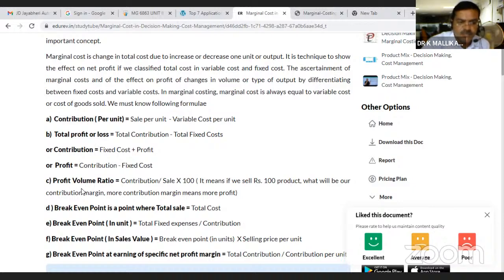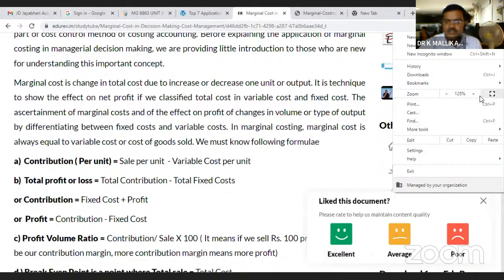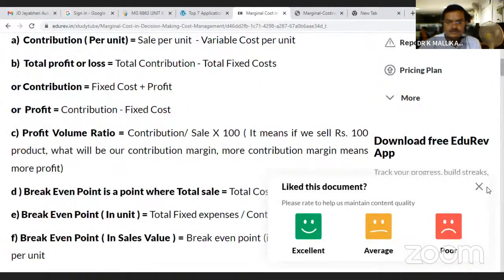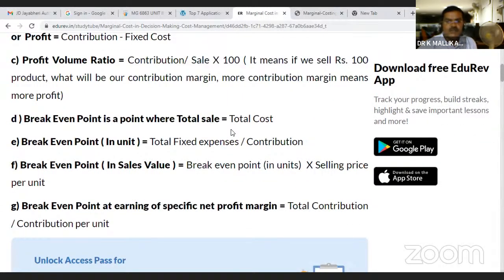So let us see the PV ratio. What is meant by PV ratio? PV ratio is the profit volume ratio. It is calculated using the formula contribution by sales into 100. It means if we sell a product worth rupees 100, how much is the sales margin?